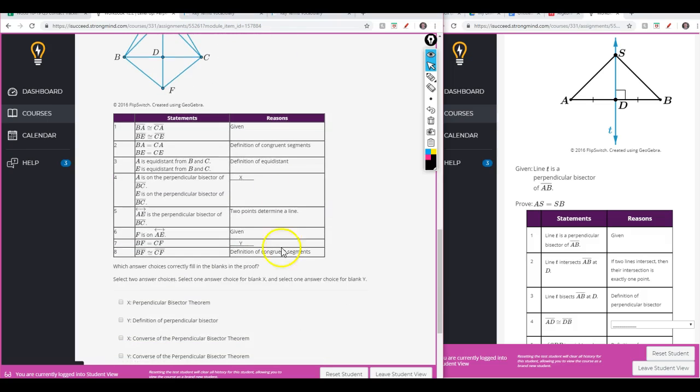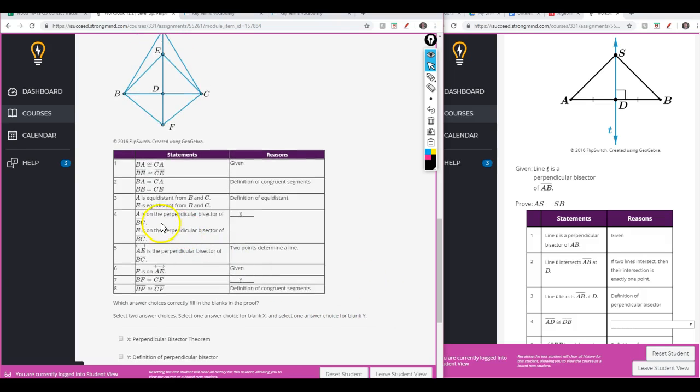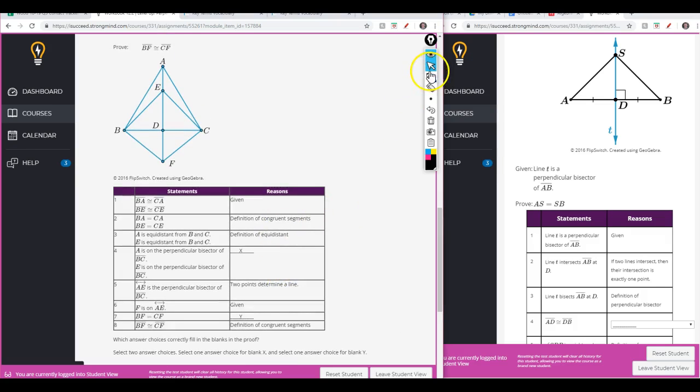So let's answer this. It says, which answer choices correctly fill in the blanks in the proof? Select two answer choices, one for the blank X, and one for the blank Y. Okay, so I'm going to read through to statement 4 to see if we can make sense of what the reason would be.